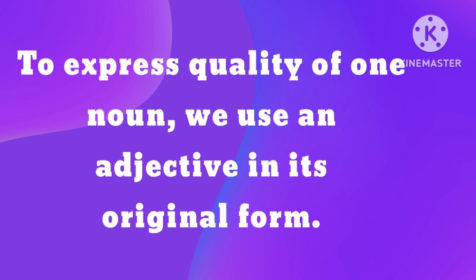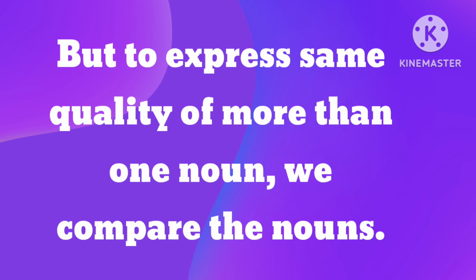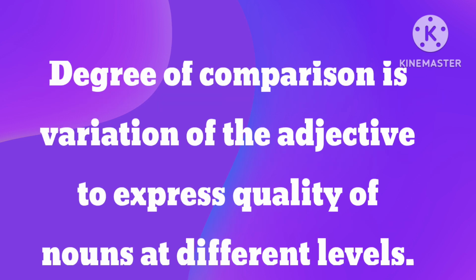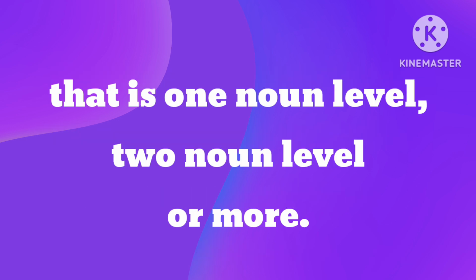Adjectives express qualities of nouns. To express quality of one noun, we use an adjective in its original form. But to express same quality of more than one noun, we compare the nouns. Adjectives change their forms when comparing more than one noun. Degree of comparison is variation of the adjective to express quality of nouns at different levels, that is one noun level, two noun level or more.